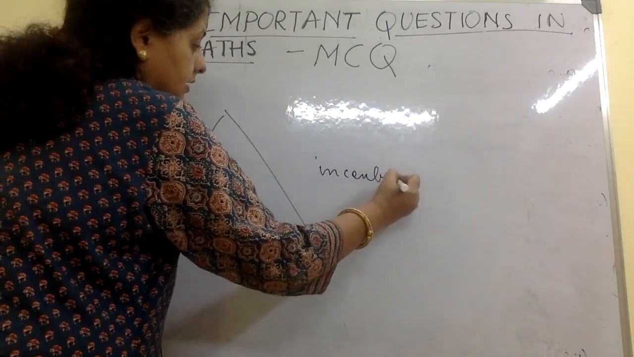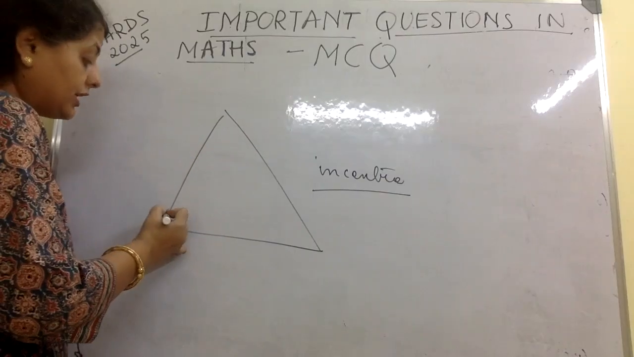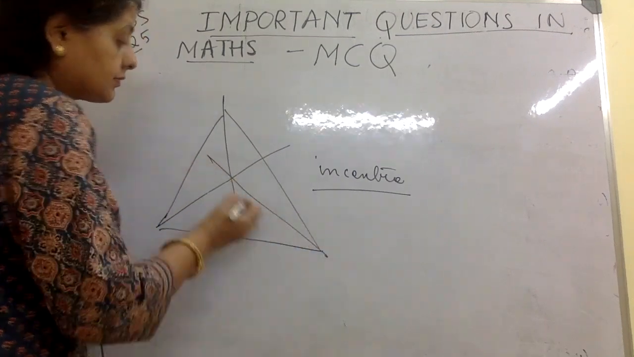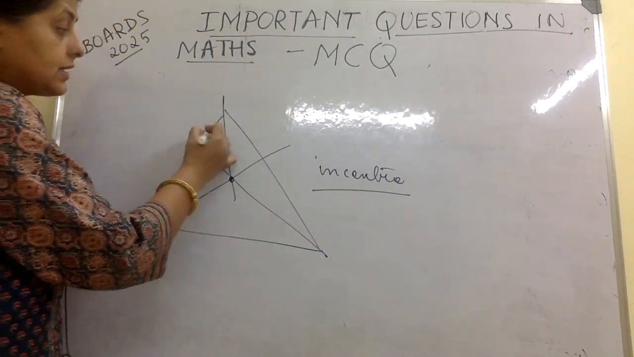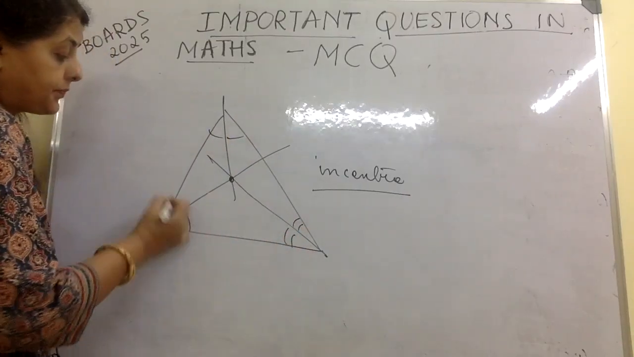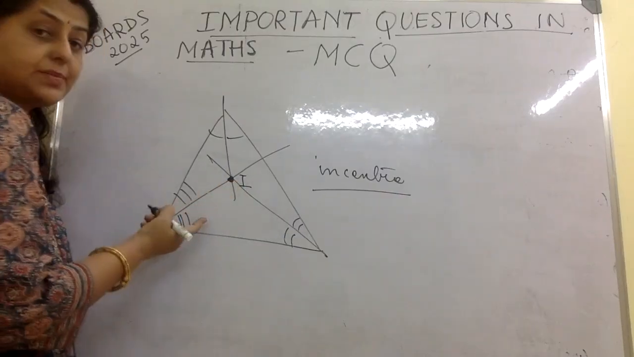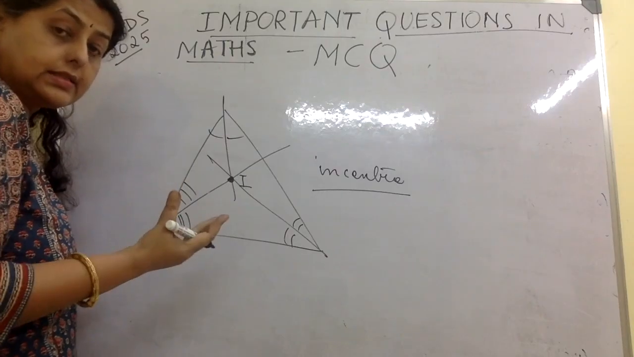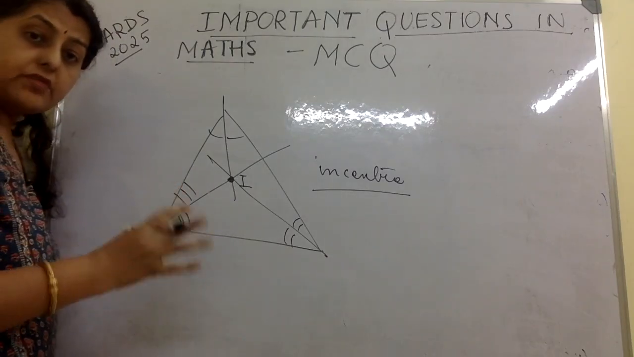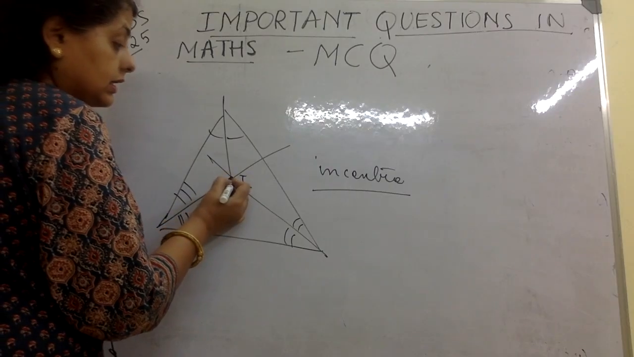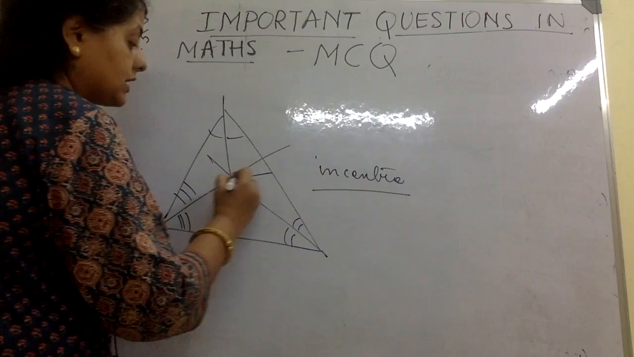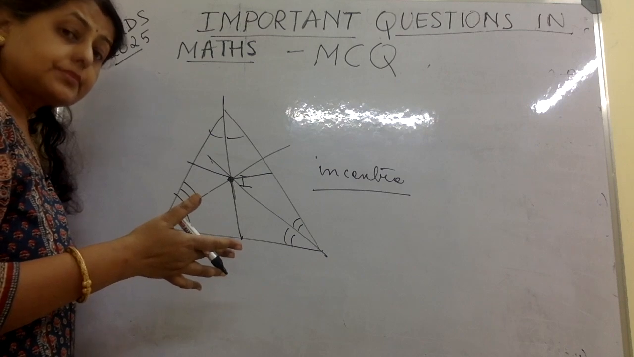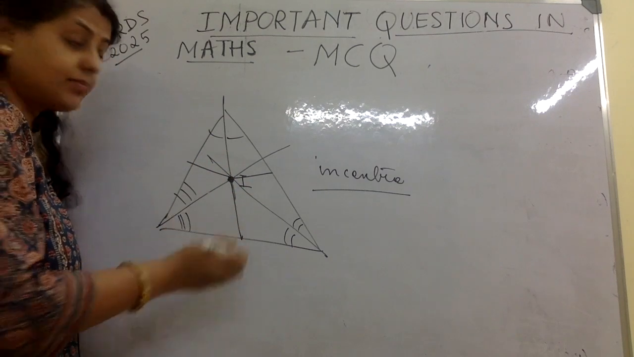The next one is incentre. Incentre is the point of intersection of the angular bisectors, the point where the bisectors of all the angles meet. That is the incentre. One important property of the incentre is that it is always equidistant from the sides. Remember how you inscribe a circle by drawing from the incentre, because this is the same.